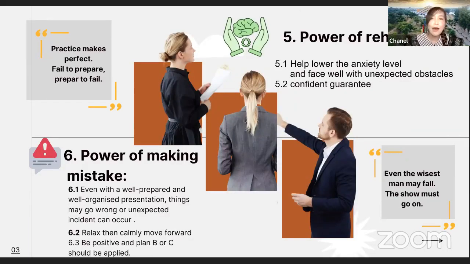Number 5, power of rehearsal. Practice always makes perfect. And fail to prepare, prepare to fail. Sorry, prepare to fail if you don't prepare yourself. Rehearse with your window at home, with friends that you can trust, with your parents, with whoever you have available. As many times as you need. If your friends need 5 minutes, you might need more than that. Don't compare yourself to others because everyone is different.